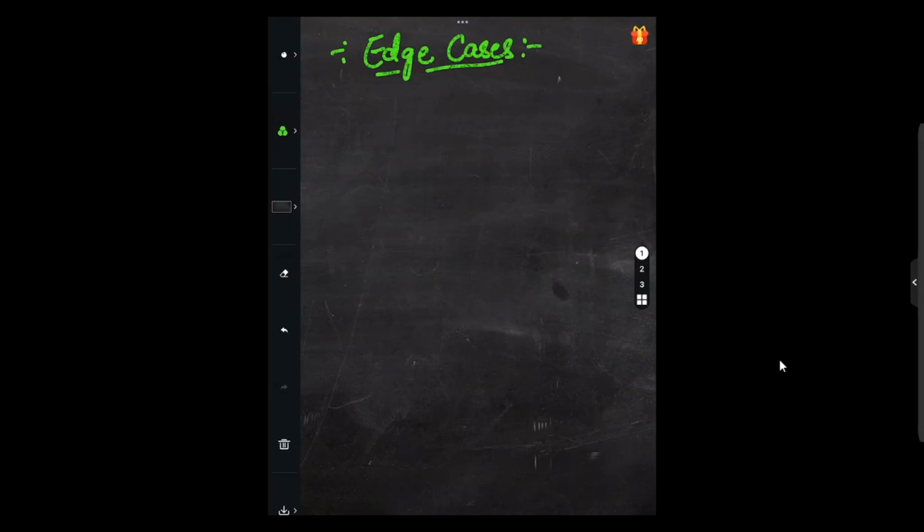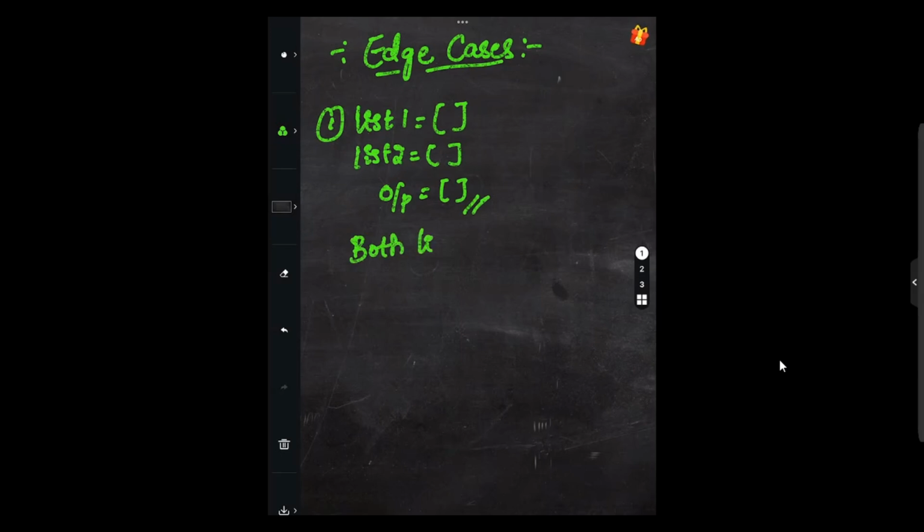Let's go with the first edge case, when both the lists are empty. Suppose I consider list 1 and list 2 as given here. List 1 is empty, and list 2 is also empty. Then the output should be empty as well. So this is the condition for both lists being empty, the first edge case.